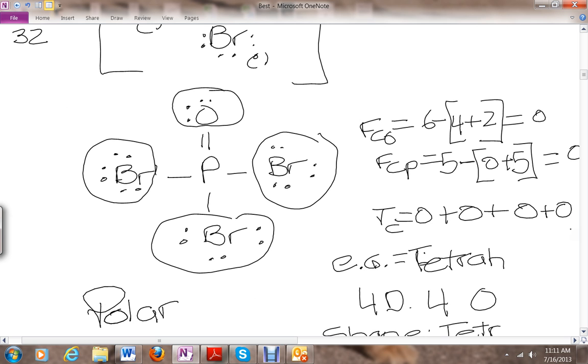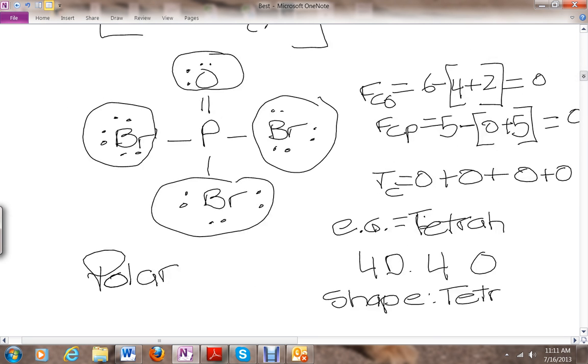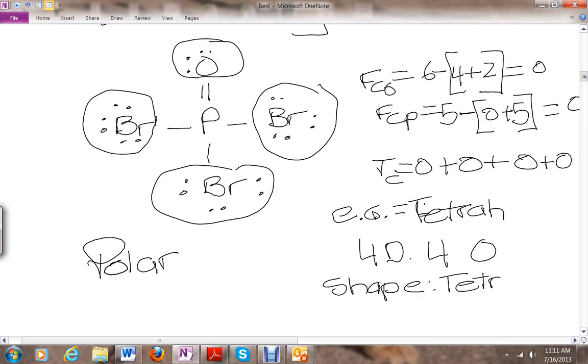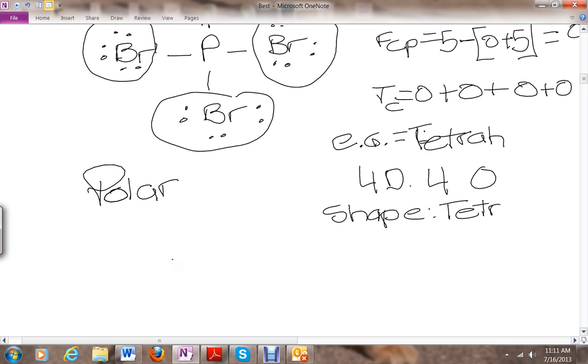And now, by the way, you'll get the extra points. I wrote it on the announcement, if you draw me the shape. So for a tetrahedral, you're going to have the phosphorus. You don't put a double bond, and you don't put the lone pairs. So let's do it like how it is on the Lewis structure, but now you have to draw it with the shape. Bromine, right?